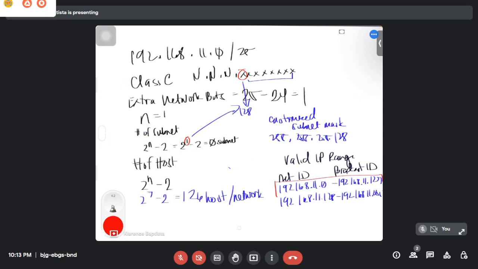Okay, so, same lang po ng example natin kanina. This one and this one are not valid IP address. Why? Because we only have 0 subnet. So, wala po tayong subnetwork dito. Okay, we cannot subnet this one. Kasi part pa rin po siya. Okay, pwede pa rin po siyang walang subnet. Okay? But we can have 126 hosts or devices per network. No? Base dun sa hati natin.